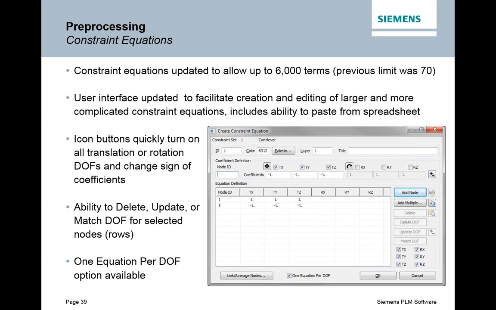I don't know if many of you guys use constraint equations, but they now allow more terms within these. These are kind of similar to an RBE, but it's more of a mathematical way of linking degrees of freedom. But now they've, in this latest version, bumped up the limit for as many terms as you can have in a constraint equation.